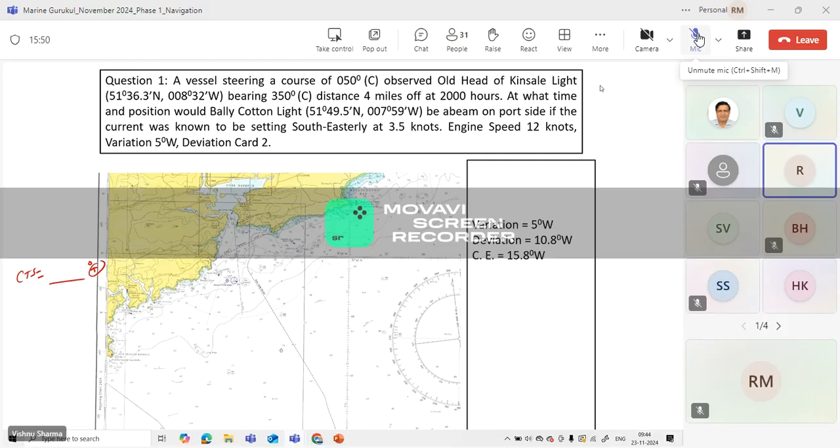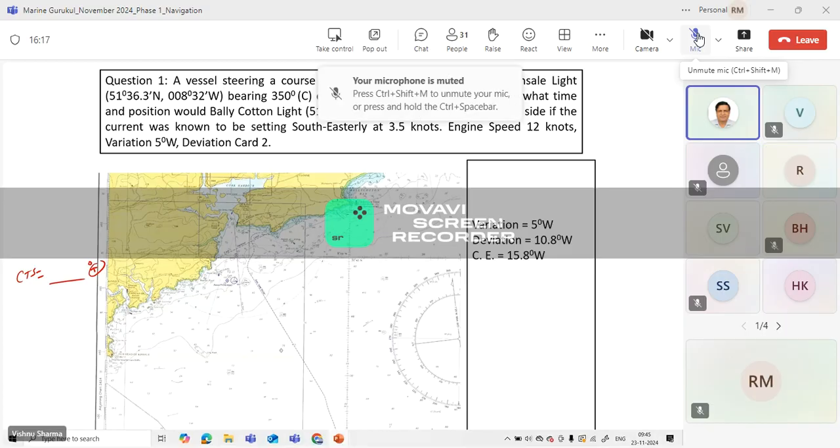334.2. Guys, the error will remain same as long as the ship's position remains same and the heading remains same. If position changes, variation can change. If heading changes, deviation can change. But as long as the ship's heading remains unchanged, position remains unchanged, the error will correspond to 050 degrees compass.